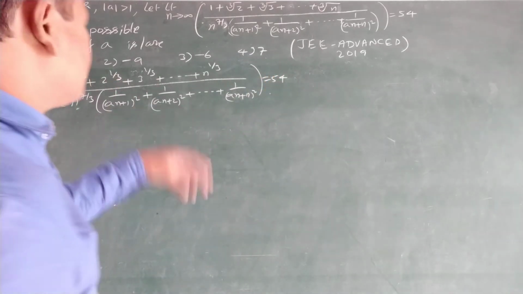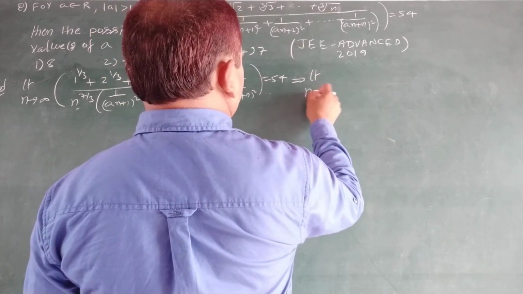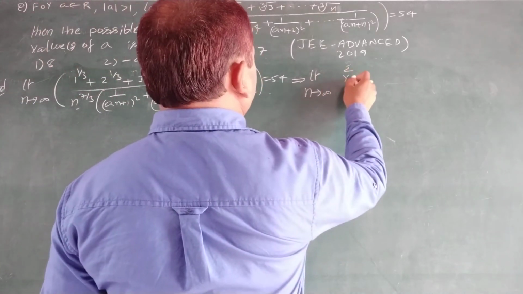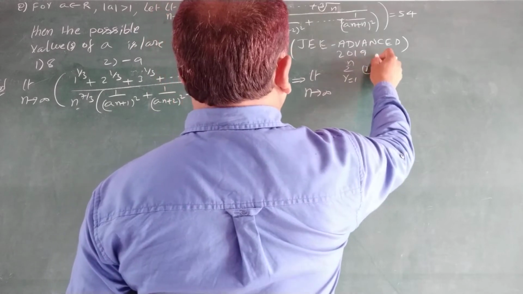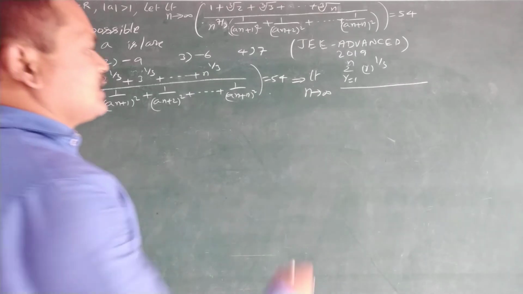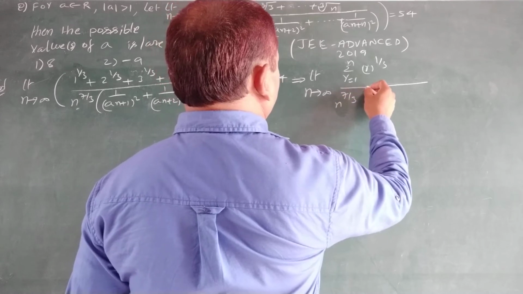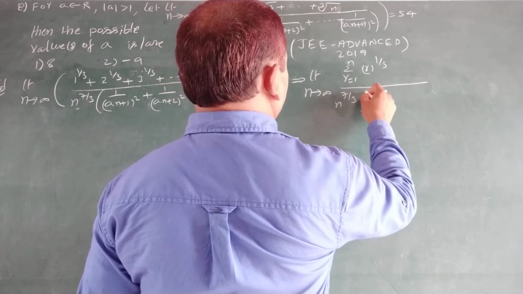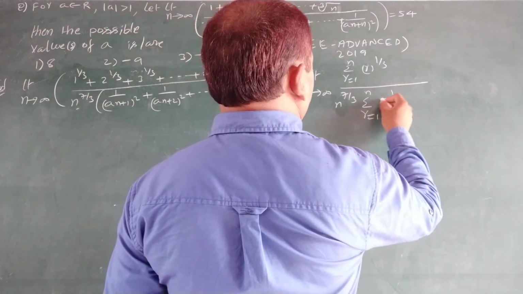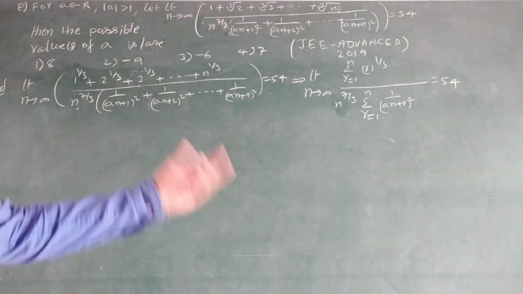Now this can be written in sigma notation. Limit n tends to infinity of the sum r = 1 to n of r^(1/3), divided by n^(7/3) times the sum r = 1 to n of 1/(an+r)^2, is equal to 54. That's all, this is the sigma notation.